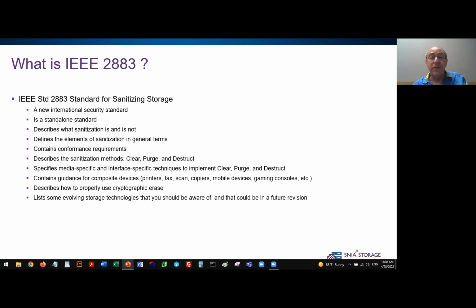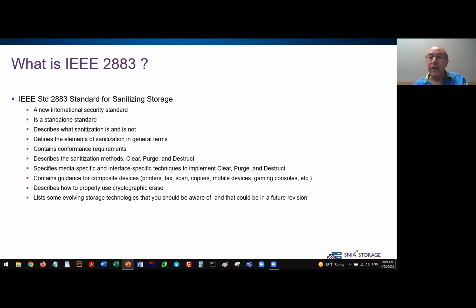We define what sanitization is and is not. We define sanitization elements. Here are some things that you need to consider about sanitizing things. We further describe clear, purge, and destruct. And the most important part of this standard is media-specific and interface-specific techniques to implement those clear, purge, and destruct methods. What commands do you use? What process do you use? What is the order in which you have to do some of these things to do it effectively?